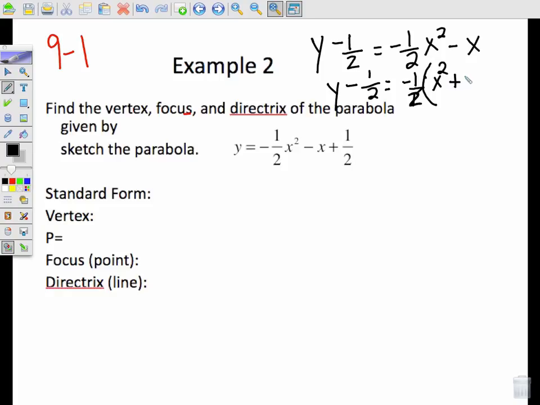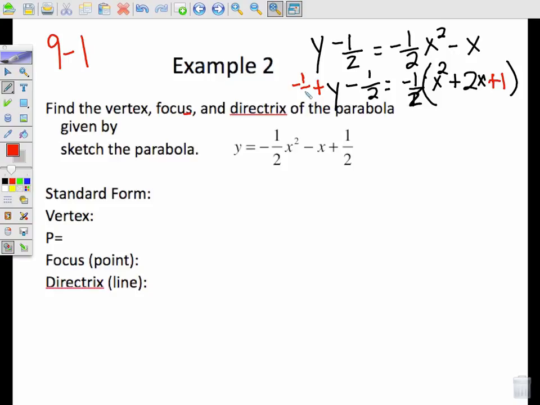Now it's time to do the completing of the square, where you take half of your middle term, so half the middle term is 1, and 1 squared is 1, so plus 1. And if I'm adding 1 times negative 1/2, I need to also add 1 times negative 1/2 to the other side. So I'm adding plus a negative 1/2.